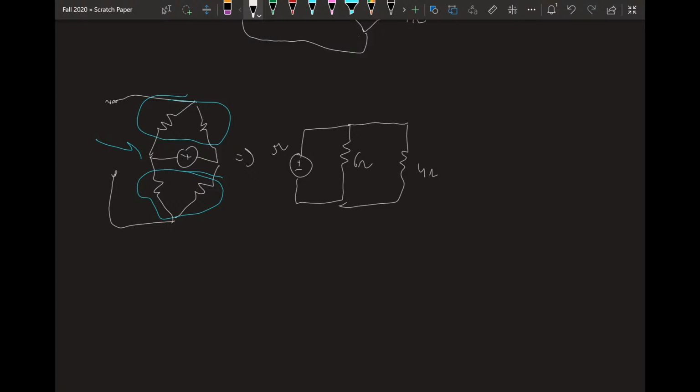What are we interested in? We're interested in IX. IX is the current going through the voltage source. Solving for that in any way you want, you can combine those two resistors in parallel. You get some equivalent resistance here of 2.4 ohms, and then V equals IR. IX1, I'm calling IX1, is going to equal 2.053 amps, right? All right, step 1.